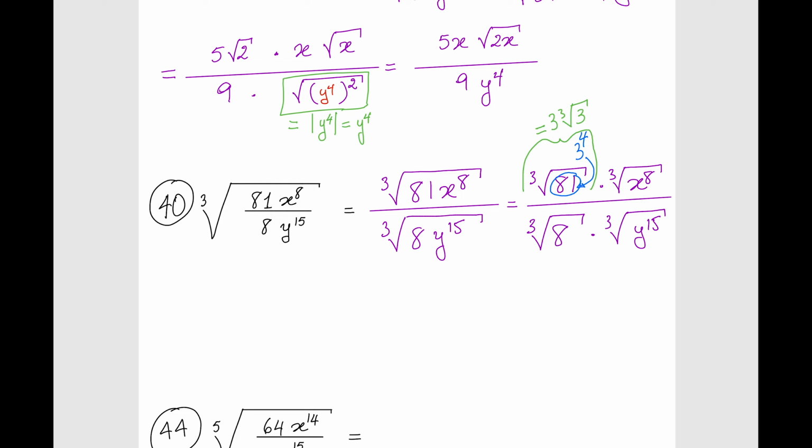How about this one? X to power 8, the largest multiple of 3 and 8 is 6. So this is going to be the third root of x^6 times the third root of x squared. And the third root of x to power 6 is x squared. So that's going to be x squared times the third root of x squared. Correct?